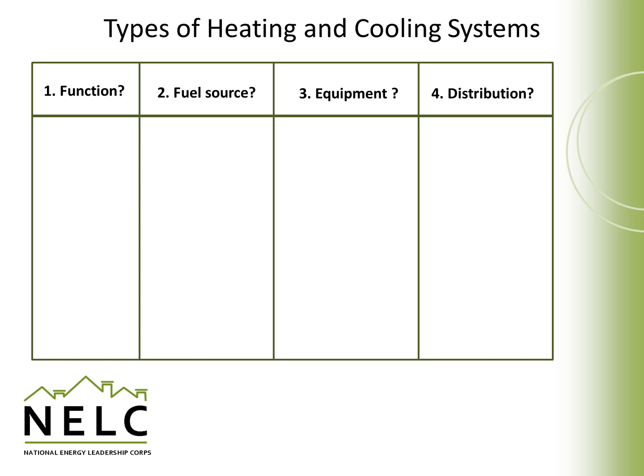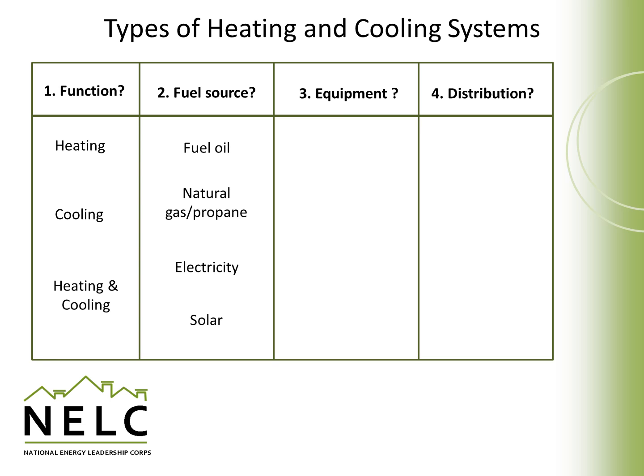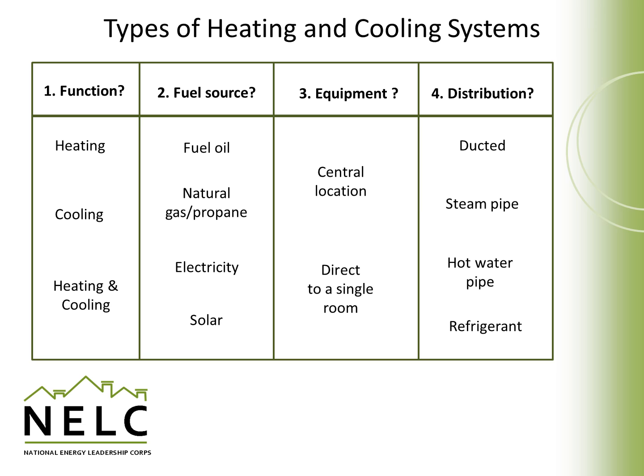So some of the choices in each of these categories would include functions of heating, cooling, or both. Fuel sources could include fuel oil, natural gas, or propane, electricity, or solar energy. The equipment could be in a central location or distributed in different rooms, providing heating and cooling directly into the room. And the distribution systems could be through ducts, steam pipes, hot water pipes, or refrigerant systems.